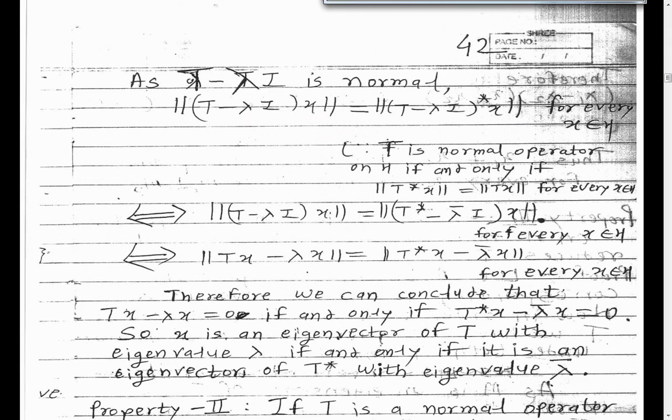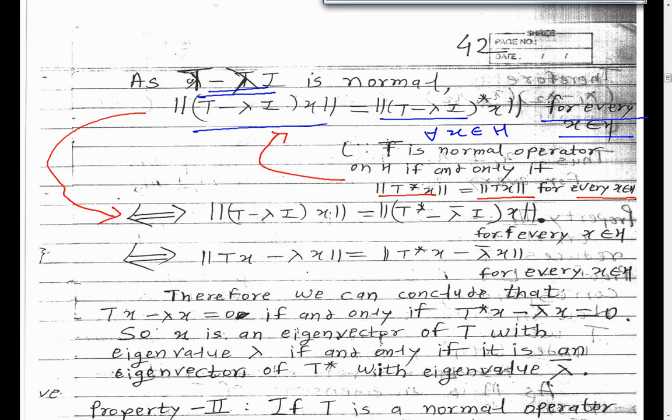So with this observation, since T minus lambda I is a normal operator, norm of (T minus lambda I)x equals norm of (T minus lambda I) star x for every x belongs to H. This follows from the fact that if T is a normal operator on H, then norm of T star x equals norm of Tx for every x belongs to H. This further implies that norm of (T minus lambda I)x equals norm of (T star minus lambda conjugate I)x for every x belongs to H.